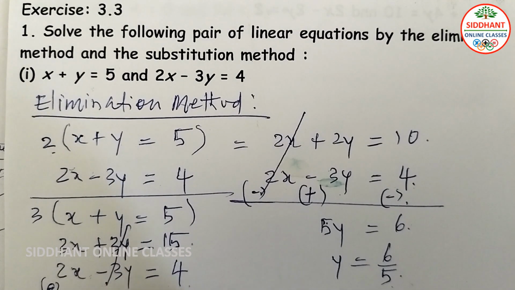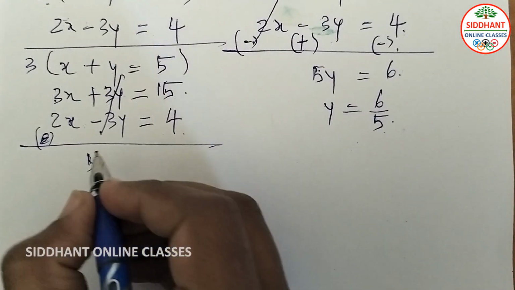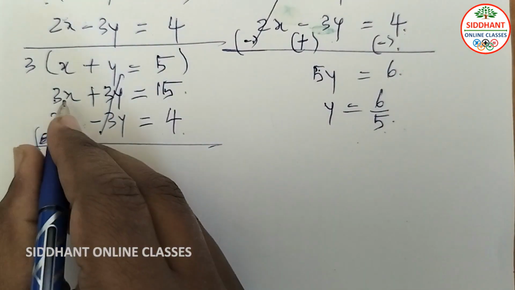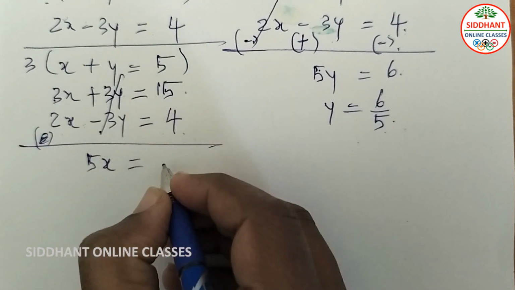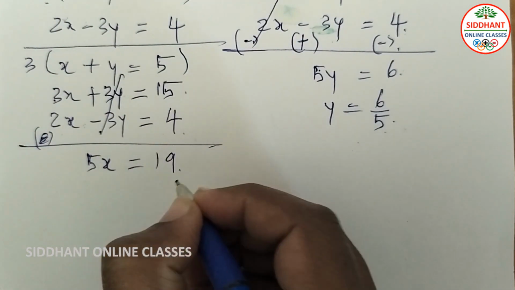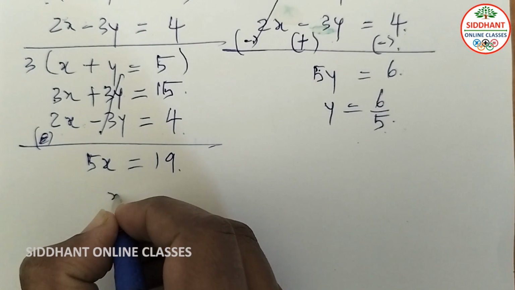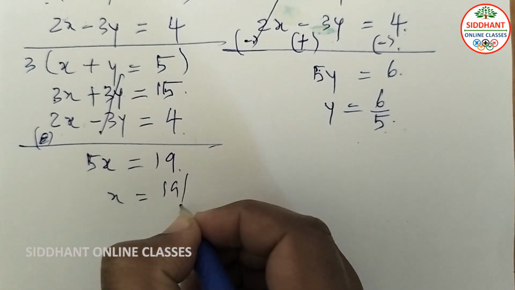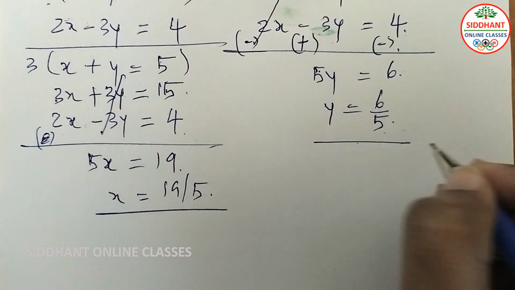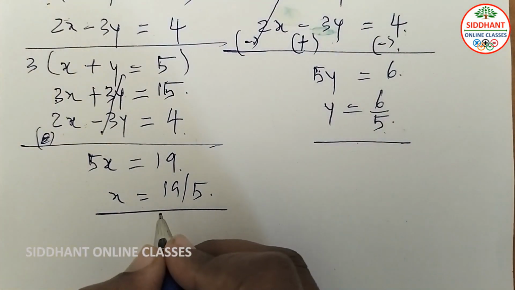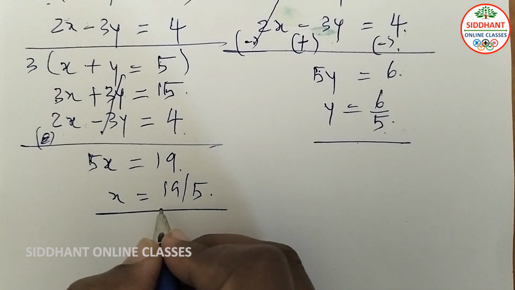Now 3 and 2 we get 5x, so that equal to 15 plus 4, we get 19, and x is equal to 19 by 5. So y value is 6 by 5 and x value is 19 by 5.